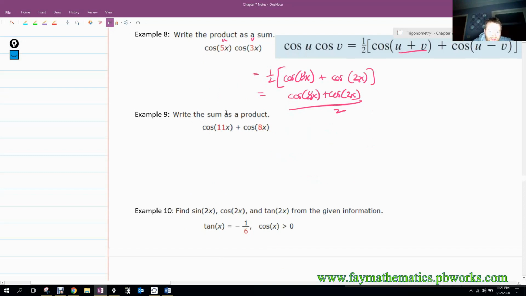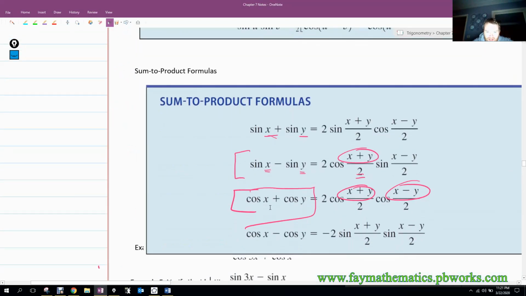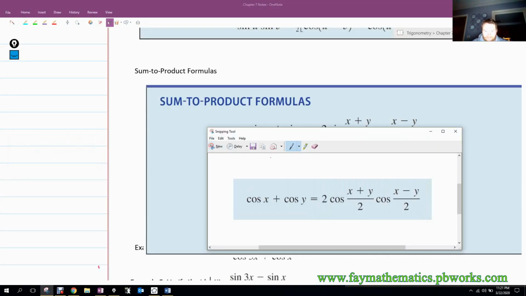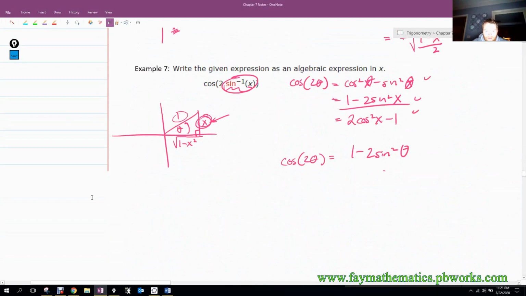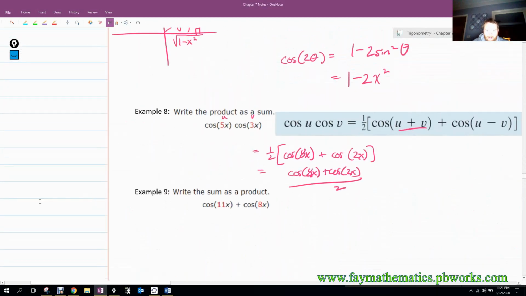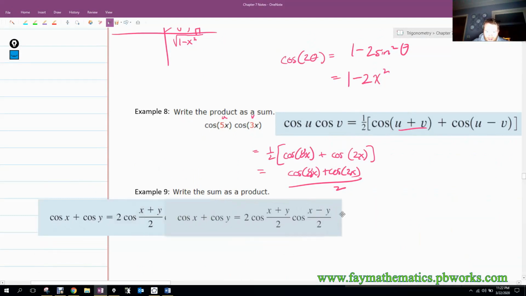This one is write the sum as a product. So now we'll match the one that says cosine u plus cosine v. Or I guess in this case I was using x's and y's. So we're going to grab this one here. Come back down here, just match. And I'll give these to you on tests and quizzes. These are nasty to remember.